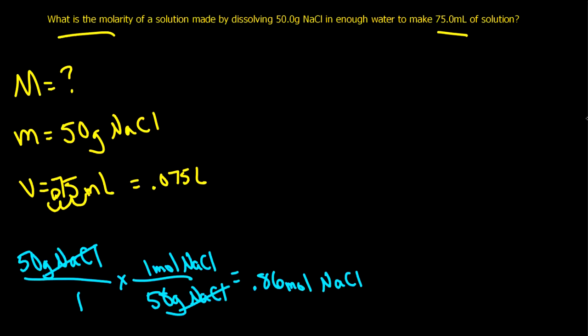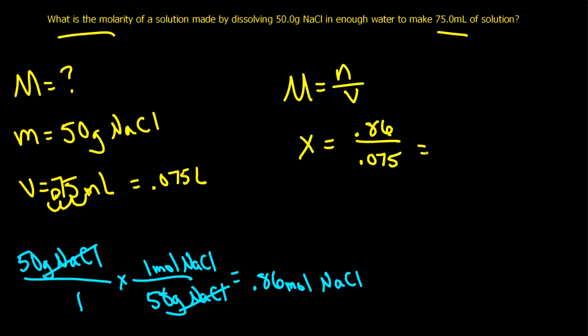Now that we have that information, we can figure out the molarity. So molarity is equal to moles divided by volume. Molarity is going to be X. n is our moles, that's 0.86. V is our volume, that's 0.075. Now all we have to do is divide. So 0.86 divided by 0.075, and we get 11.5. And I did round that number up.